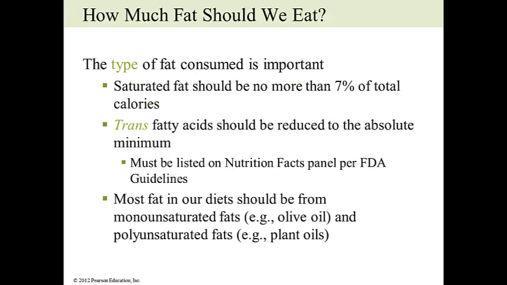Now, the type of fat we consume is very important. Not only should we look at the total fat, but we need to pay attention to the type. Saturated fat should be no more than 7% of our total calories in our diet, and trans fat should be reduced to the absolute minimum. As we discussed earlier, there is no requirement for trans fats in the human diet. Trans fats must be listed on the food labels. Most of the fat in our diet should come from the monounsaturated sources and the polyunsaturated sources.